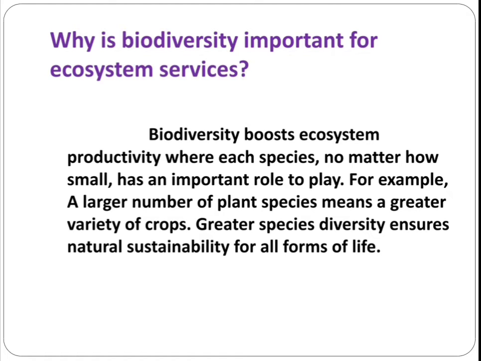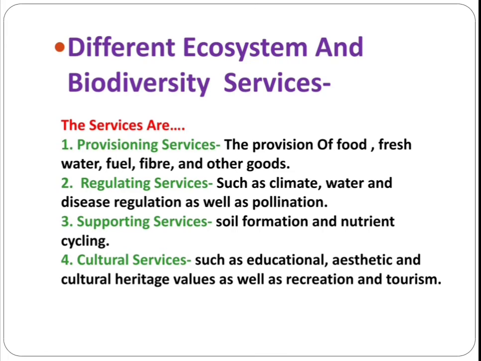For example, a large number of plant species are present in an environment. So plant species are also important for an ecosystem. It means a greater variety of crops is found in an environment. So greater species diversity ensures natural sustainability for all forms of life.